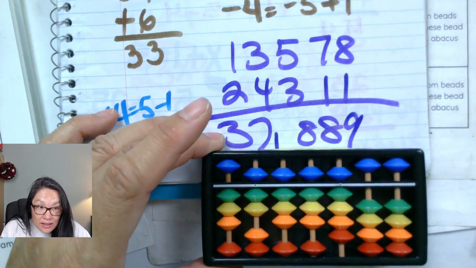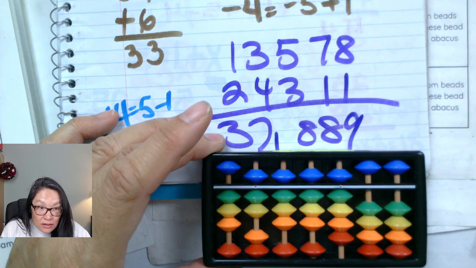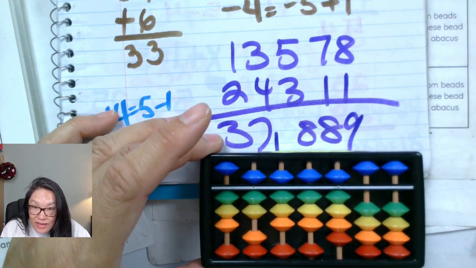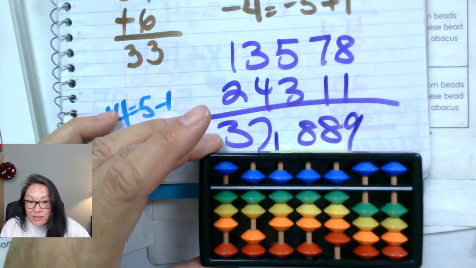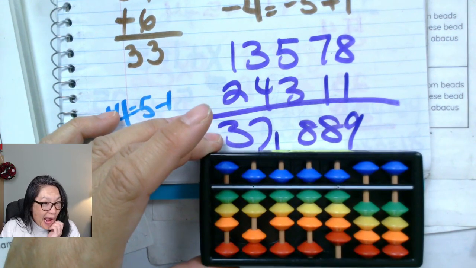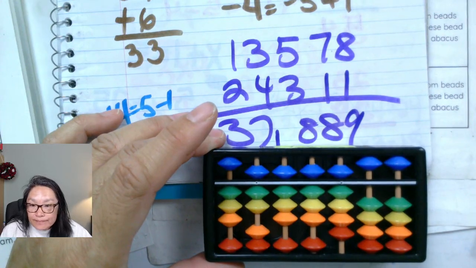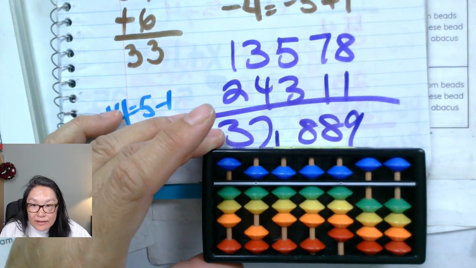It is, yes, it is math. What are we doing? 37,889. That's what the answer is. Cool. Make sense?